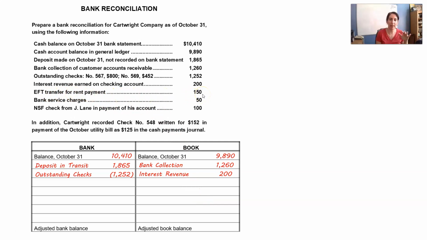Electronic fund transfer, rent payment. All right, bummer. Rent came out. So be it. I didn't realize that it was coming out. Here it is. There's the subtraction.